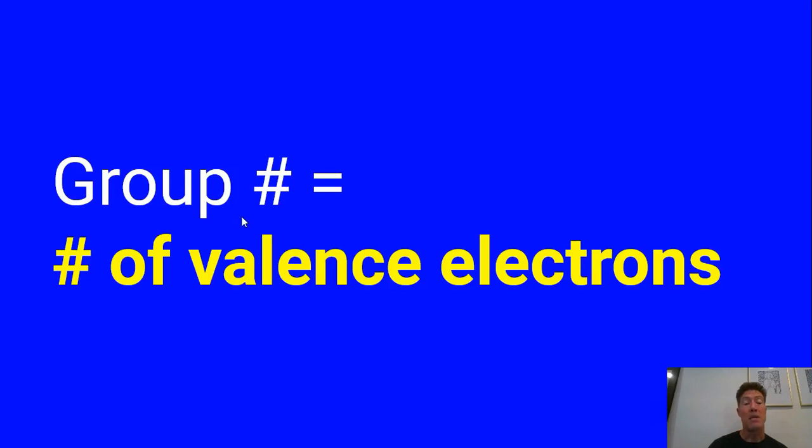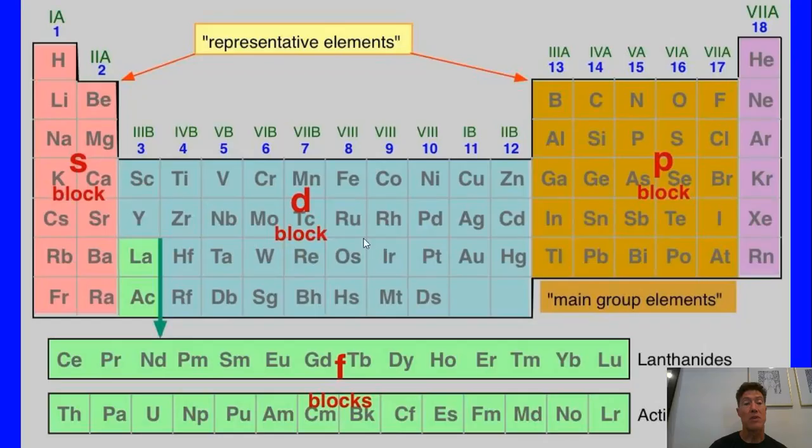The group number tells us the number of valence electrons. So if we go back to this, we can see this is group 1A. A just means they're the representative elements, as opposed here to the transition elements. These are group B. And 1 tells us that it has 1 valence electron, 1s. So these have an s1 outer valence electron.